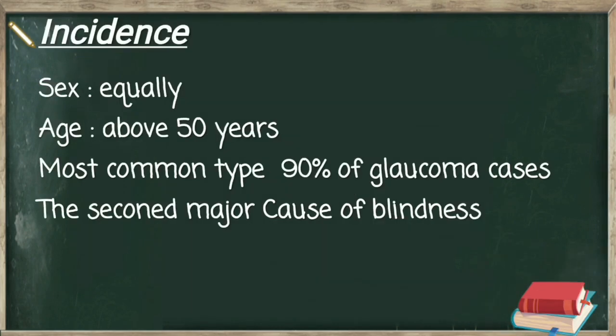The incidence of open-angle glaucoma equally affects both males and females. The age of presentation is usually above 50 years old. It is the most common type of glaucoma; 90% of cases of glaucoma are open-angle glaucoma. Glaucoma is the second major cause of blindness worldwide. The first cause is cataract and the second cause is glaucoma. Unfortunately, 6 million persons are bilaterally blind because of primary open-angle glaucoma.